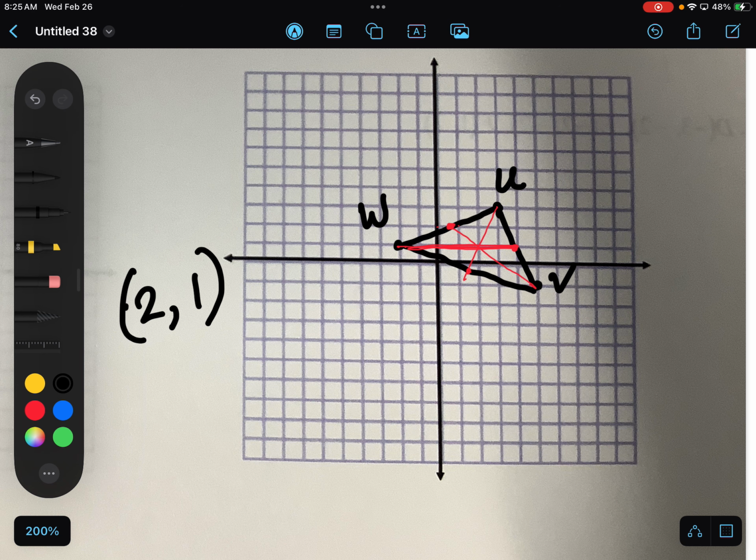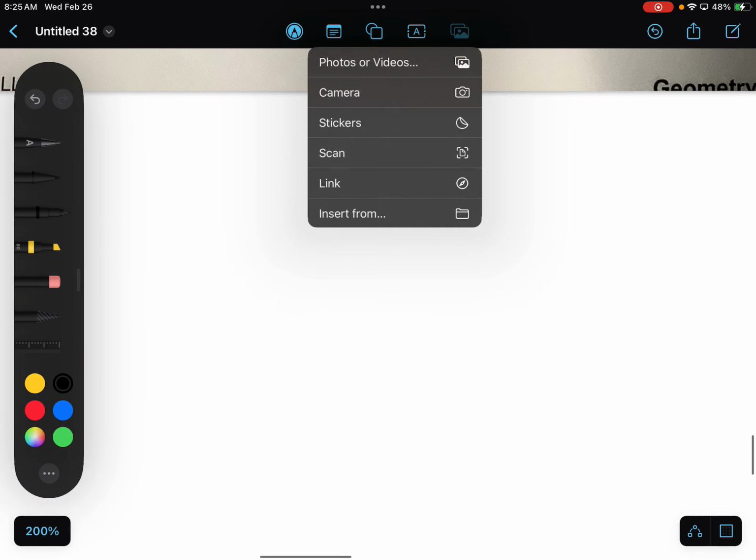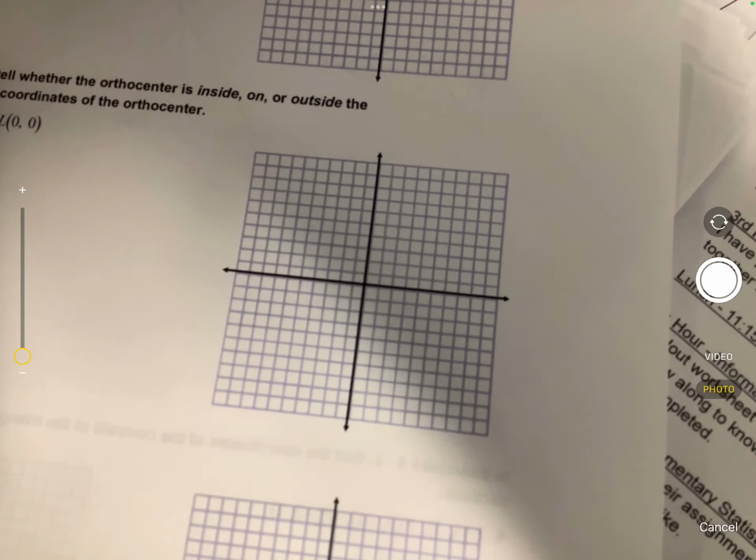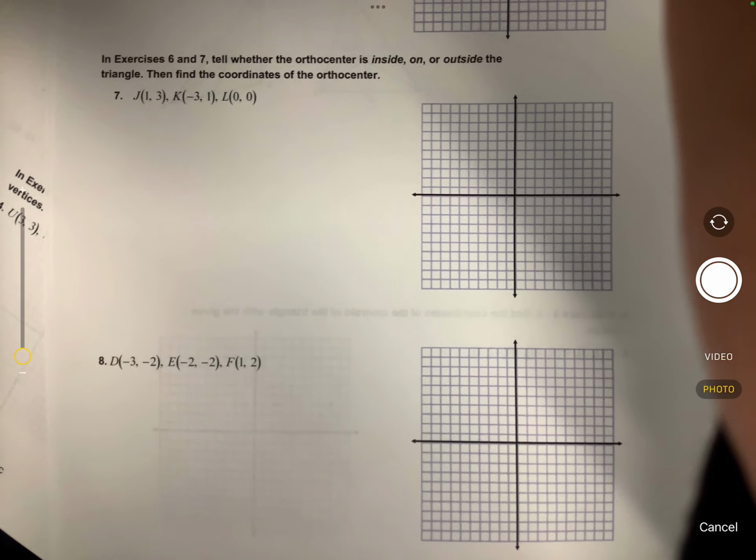Then 7 and 8 will say tell whether the orthocenter is inside, on, or outside the triangle. Then find the coordinates of the orthocenter. So now this is the new stuff. So Branson, because it's almost your birthday, pick a number 7 or 8. 8.